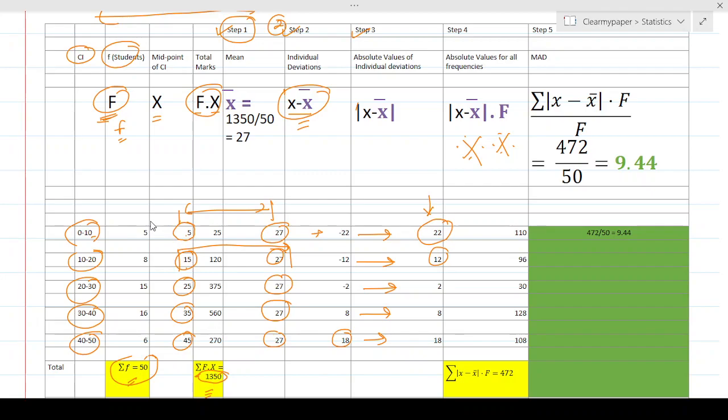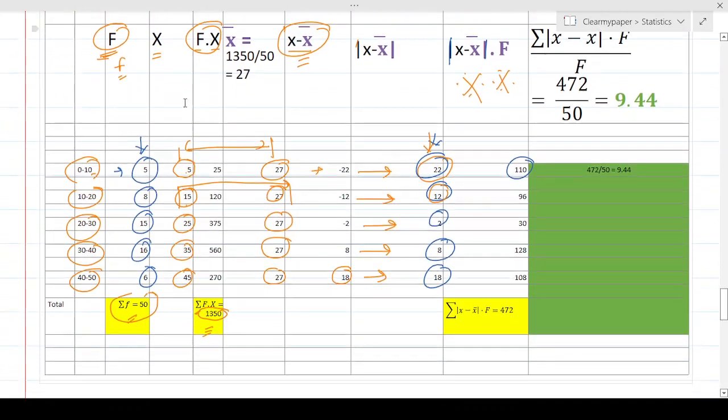Let me take a different color and show you. If you see this frequency, we have to multiply this frequency with each of these, to get the individual deviations for all the students in that class interval. So that's what it means. So 5 into 22 is 110. That's what I've written here. Whatever absolute value we are getting, we have to multiply by the frequency, because this is for an individual student, and since we have more students in the class interval, we need to multiply, and that's how we get that.